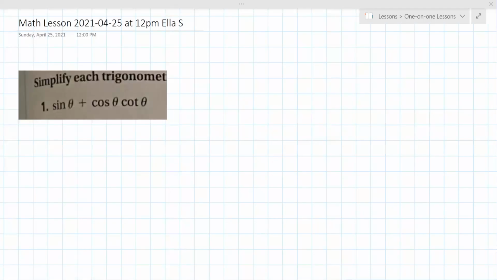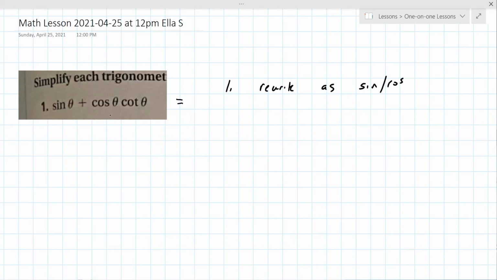So to simplify each trigonometric expression, what this is referring to is that you have to do something to make this reduce, because usually in a future problem it's going to be equal to something over here that you're hoping this reduces to. So one strategy here is to rewrite as sine slash cosine.